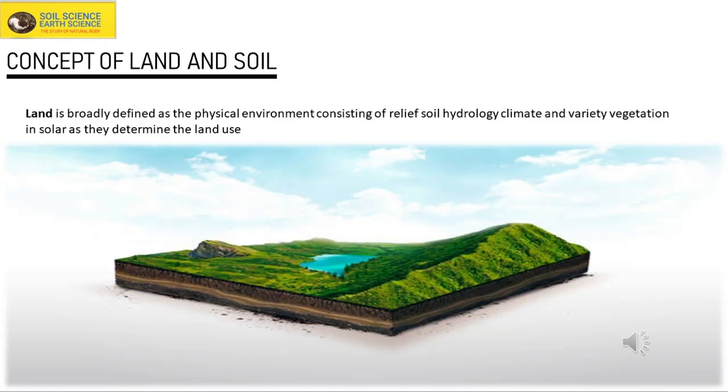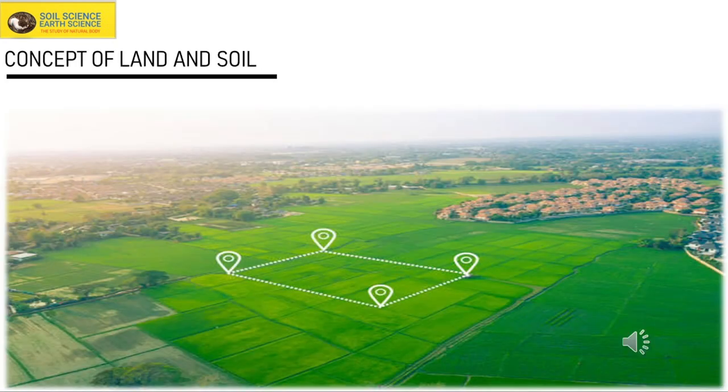Land is broadly defined as the physical environment consisting of relief, soil, hydrology, climate, and vegetation, as they determine the land use. Here we can see the landscape image marked with a fold location representing a piece of land.